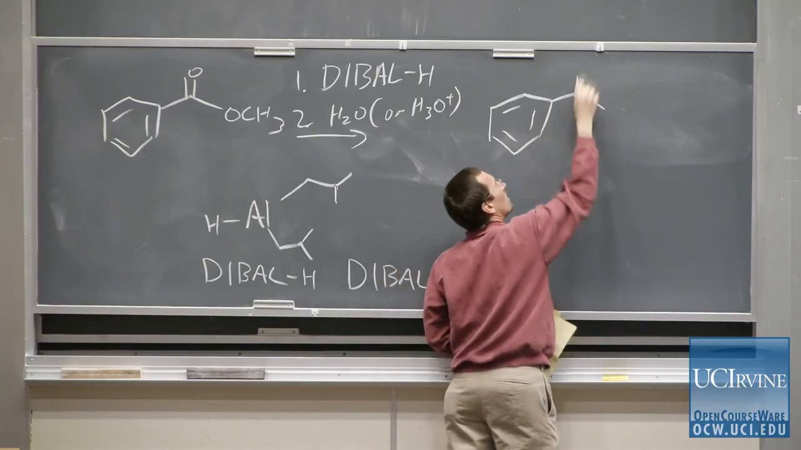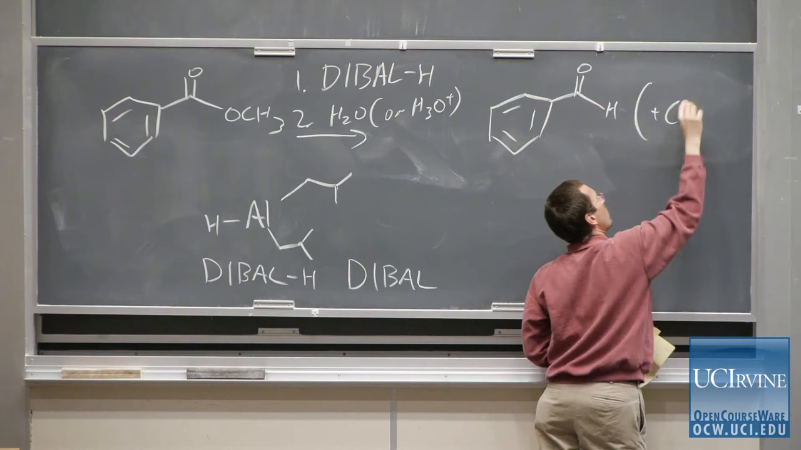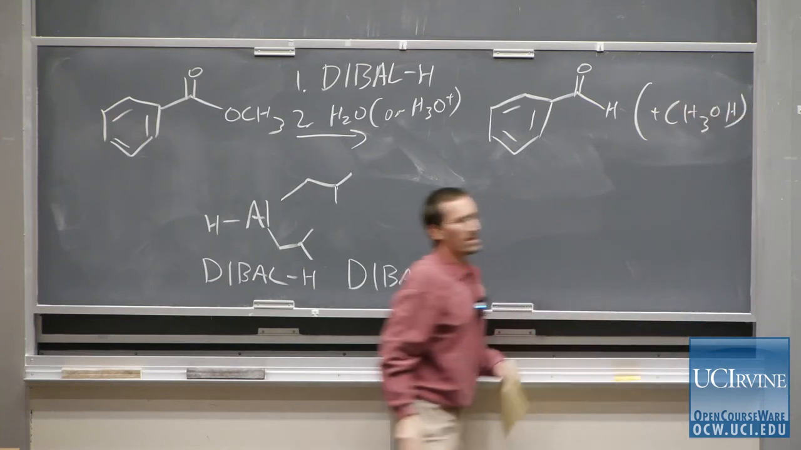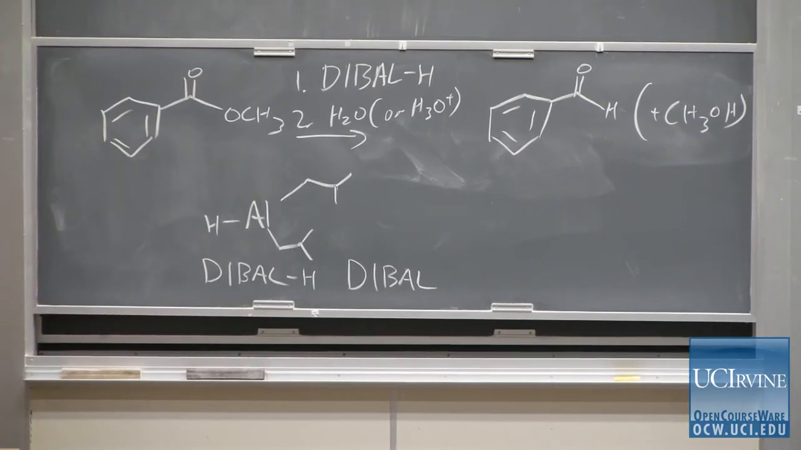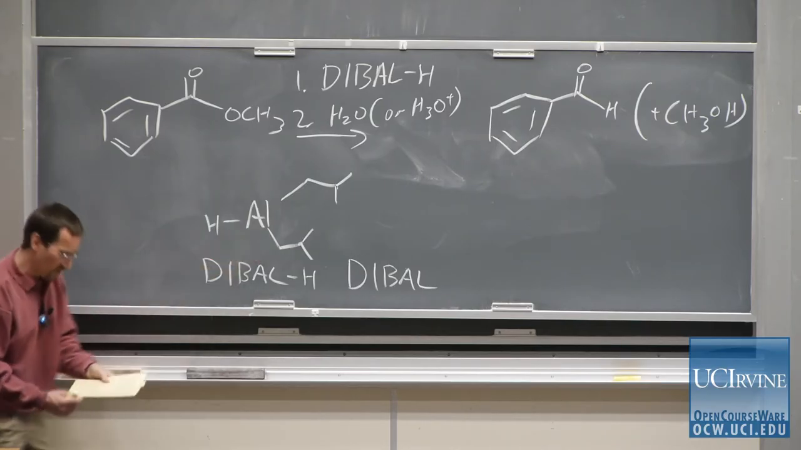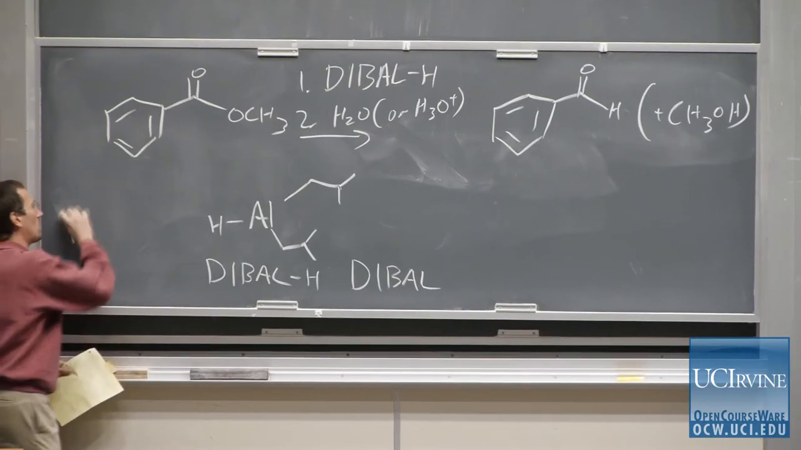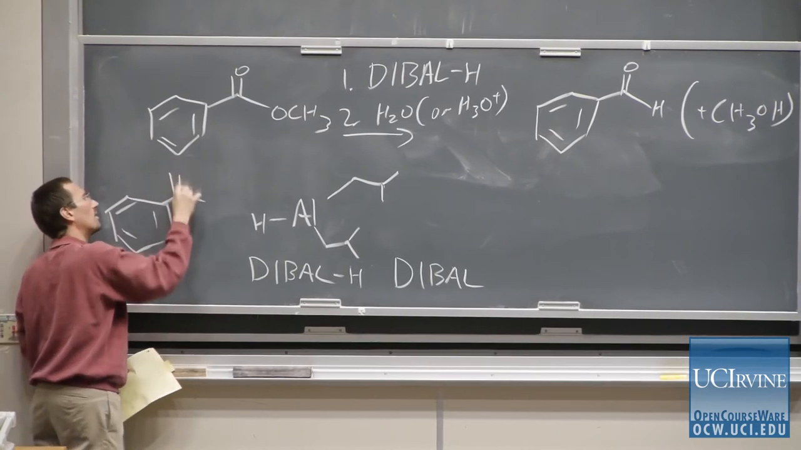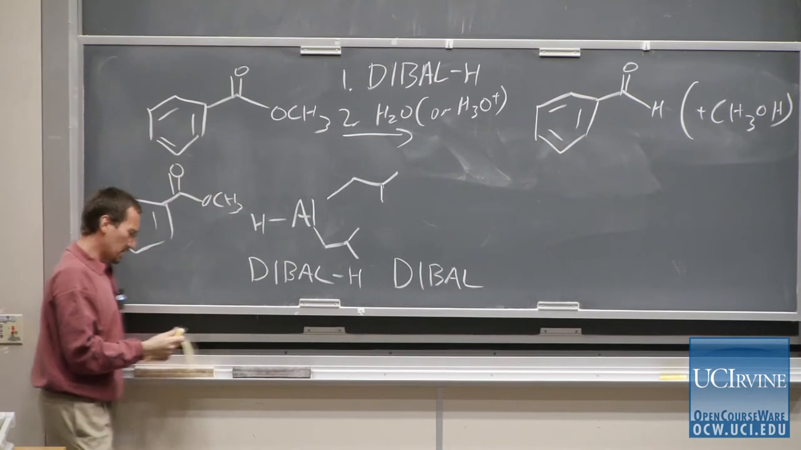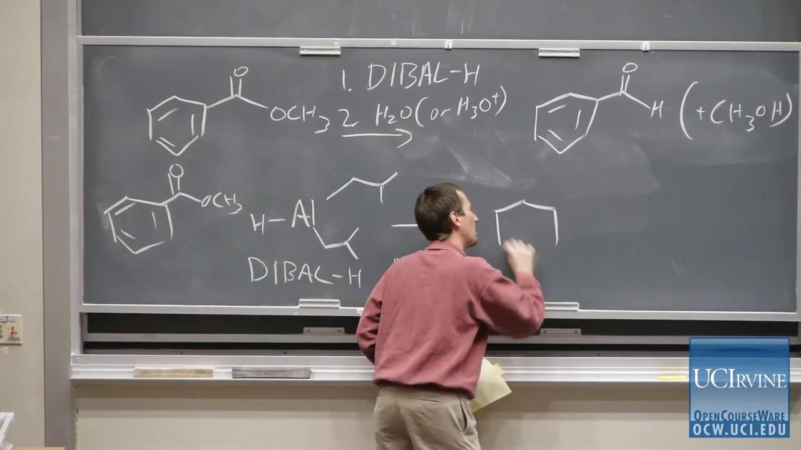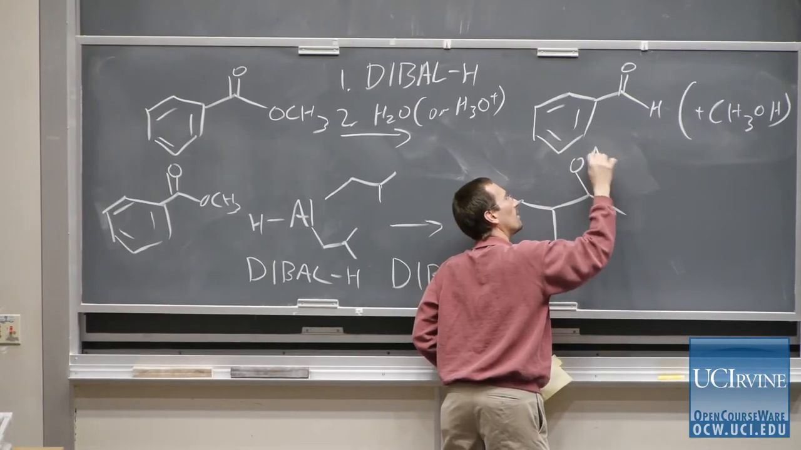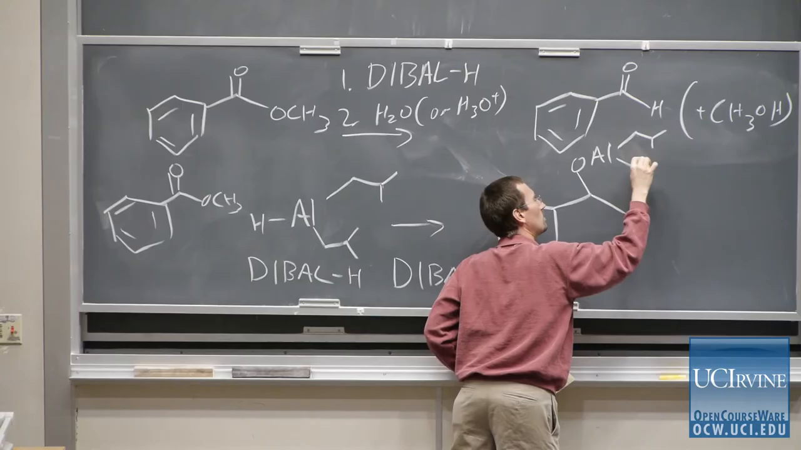You can stop the reaction at the aldehyde. And again, the byproduct of the reaction would be methanol. So the gist here is, just as we've dealt with other sorts of nucleophiles like methyl lithium adding to a carbonyl, here we have a hydrogen nucleophile, a hydride nucleophile on aluminum. And the overall result, or partway through, you get a tetrahedral intermediate. So your methyl benzoate reacts with diisobutyl aluminum hydride to form a tetrahedral intermediate with your aluminum and your two isobutyls on there.